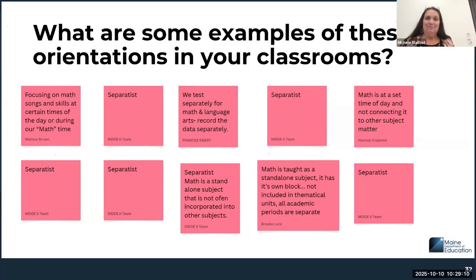Yeah. Yep. Perfect. Was there another person in your room, Danielle, that you wanted to have share their thinking? Caitlin, if you wanted to. Caitlin's with my district. We're the same district.